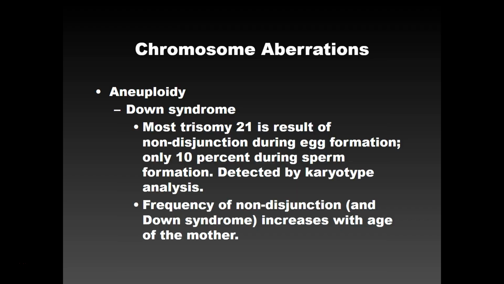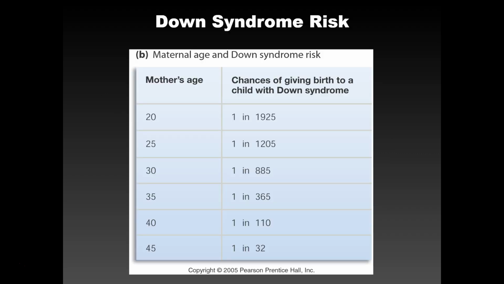Trisomy 21 is the result of non-disjunction, usually during egg formation. It can also be due to issues in sperm formation, but it's usually due to eggs. And the frequency of non-disjunction, the amount that this kind of aneuploidy happens, increases with maternal age. So the older the mother gets when she has kids, the more frequently this is going to happen.